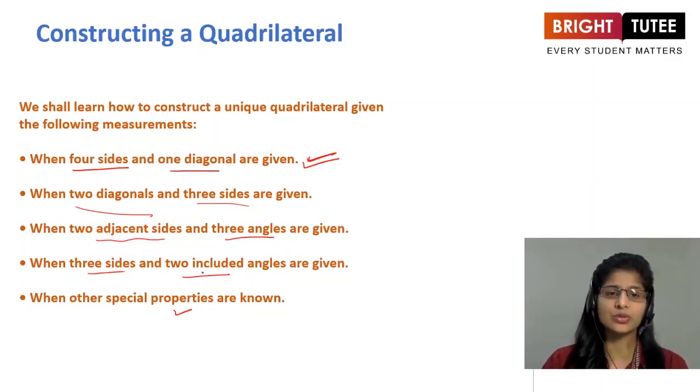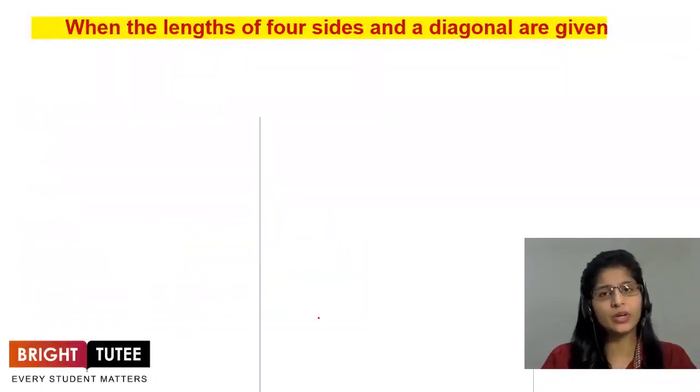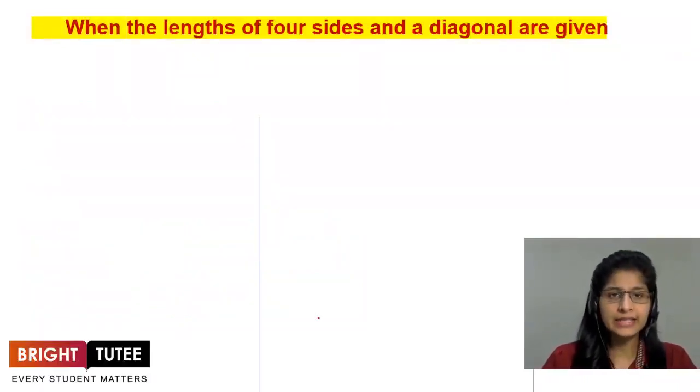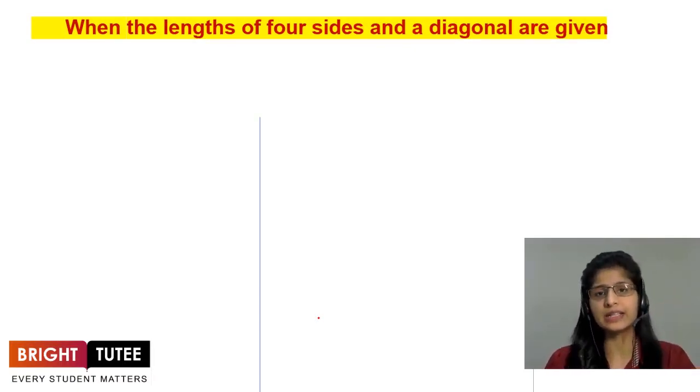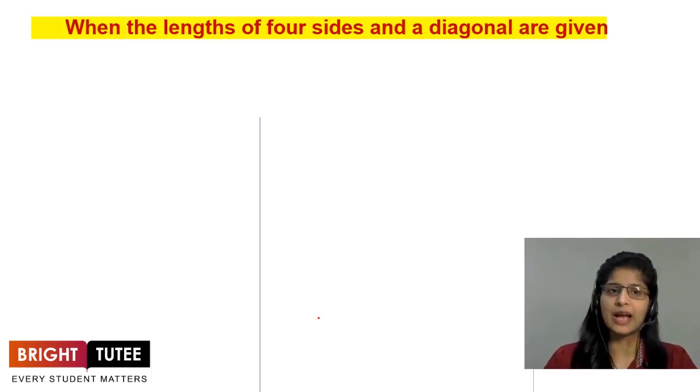Now what we are going to do, we will discuss the first one. So what we are going to learn, when the lengths of 4 sides and a diagonal are given. So we will be given the 4 sides of the quadrilateral and 1 diagonal. So we are going to understand this through one example. So I'll show you one example. We'll write the steps of construction. We'll draw the figure for you. So let's start it.